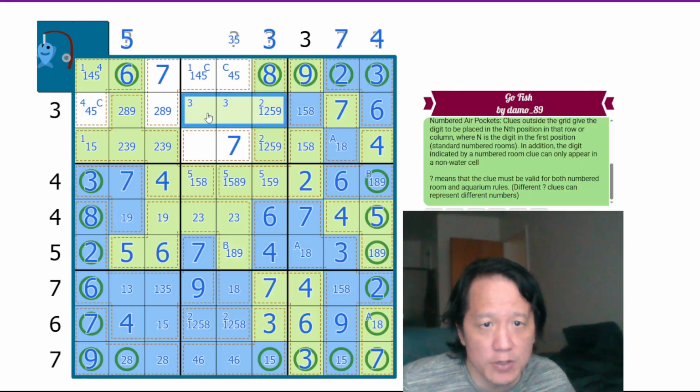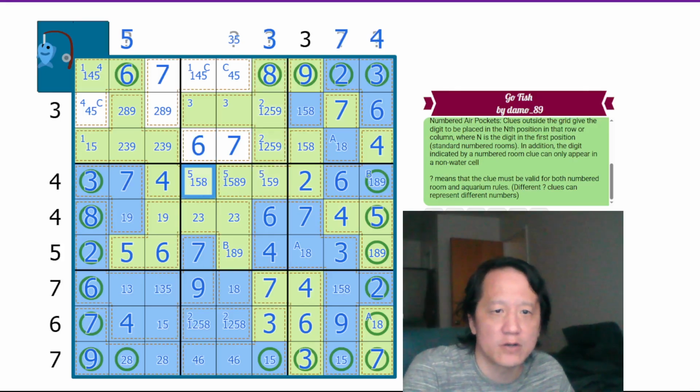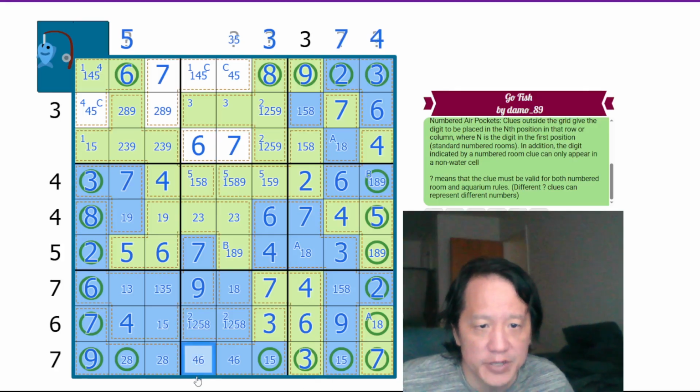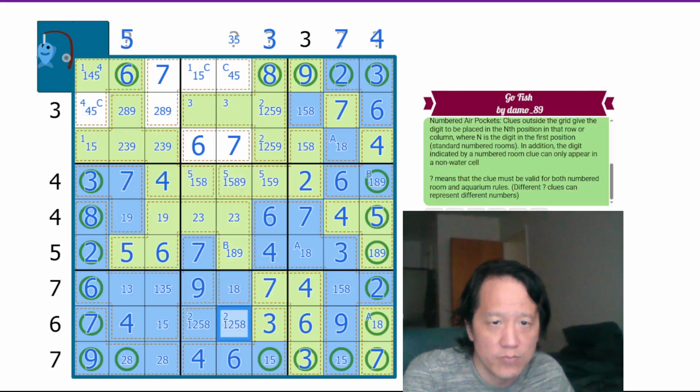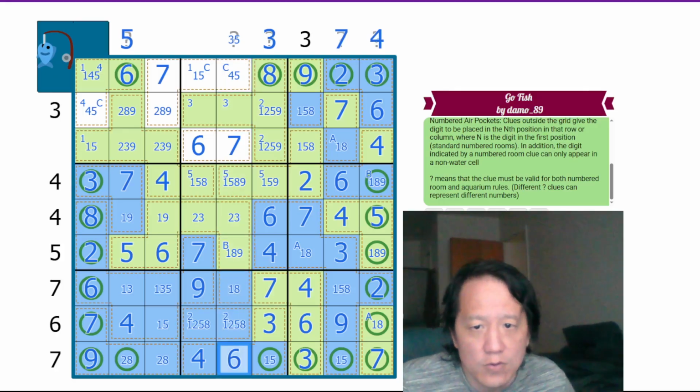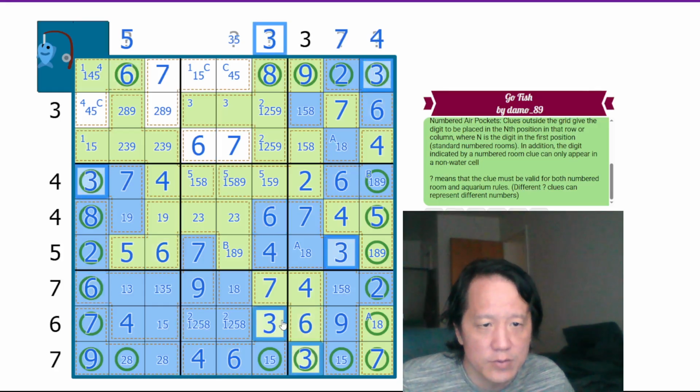6 cannot be here because of 6 in the row. Can't be here because of 6 in the row. And can't be here because 6 in the column. So 6 has to be here. That eliminates 6 here, so that's 4, which makes that 6. That eliminates 4 in the rest of the column. That should be all the sixes, though, right? 1, 2, 3, 6, 7, 8, 9. Yep.